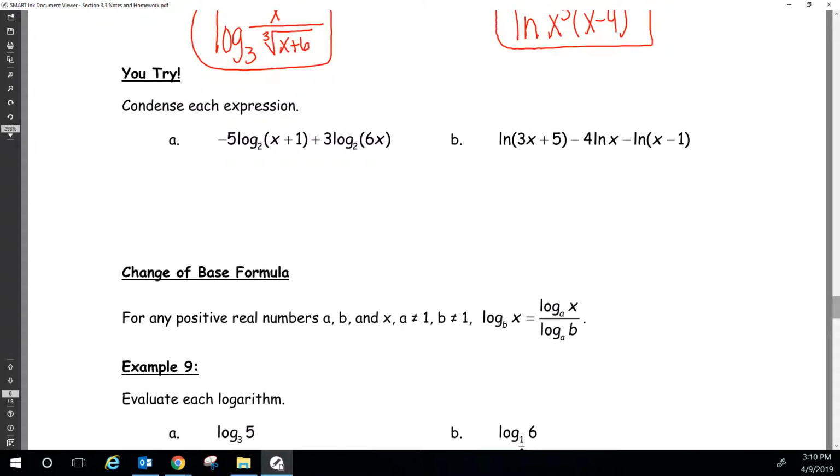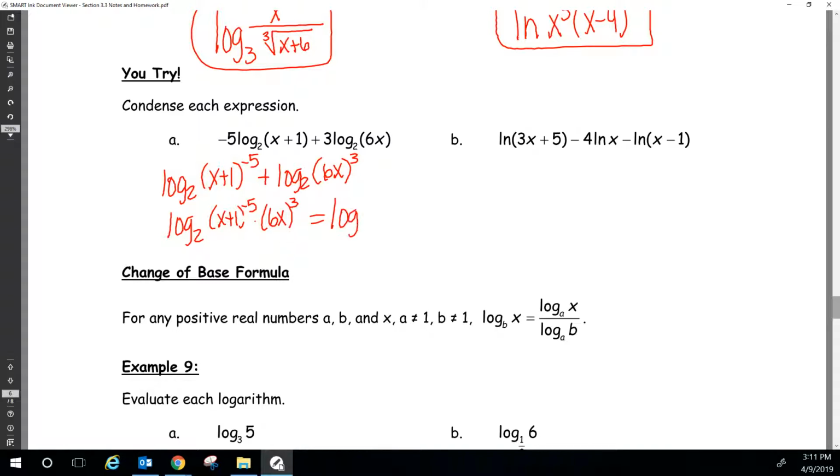All right, for the u terms, I've got log base 2 of (x plus 1) to the negative 5 power. Moving that 3 up, I've got log base 2 of 6x cubed. All right, because they're being added here, that means I've got log base 2 of (x plus 1) to the negative 5 power times 6x cubed. Well, this guy's got a negative exponent, which means I'm going to put it actually underneath.